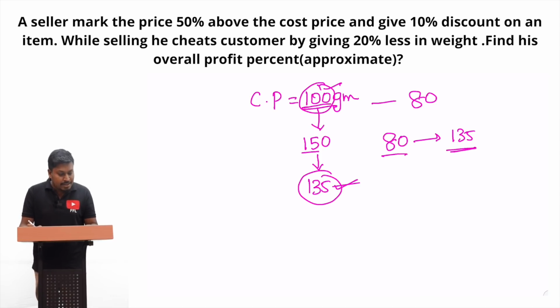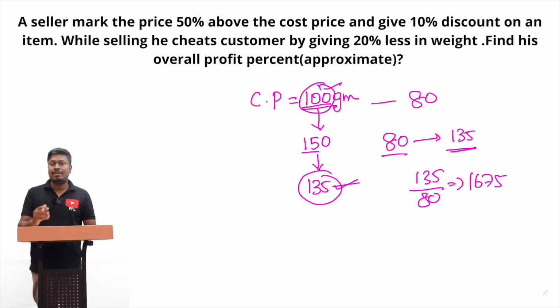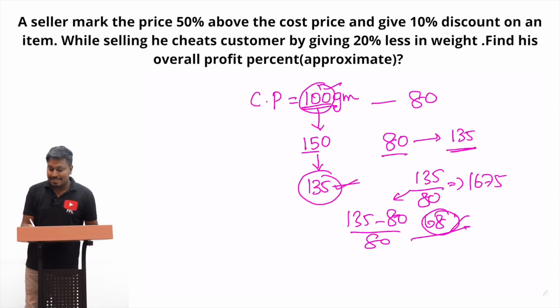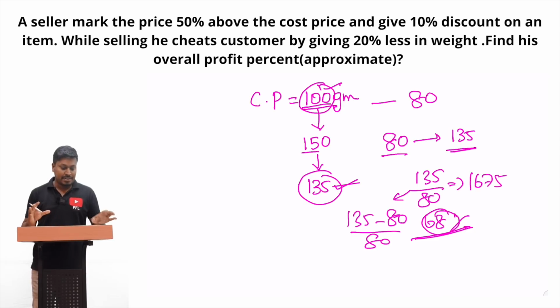So what is our target? Our target is to find the overall percentage. 135 divided by 80 is around 167 point something. So we can say that 67% profit, and our target is to find an approximate answer, so we can say that 68% profit. Or else you can write this as (135 minus 80) by 80. Both are the same. Got it? So he is getting a 68% profit. Friends, understood or not? Always go with some constant value like this, so that you can easily find the answer for all these questions based on cost price, selling price, etc.